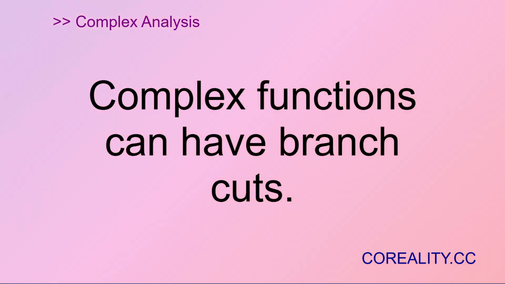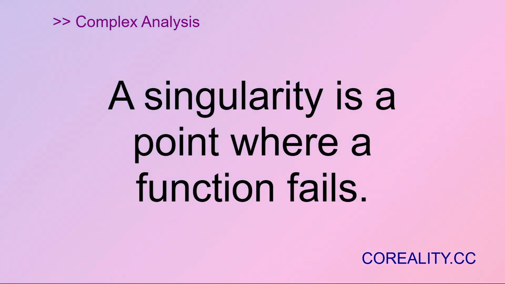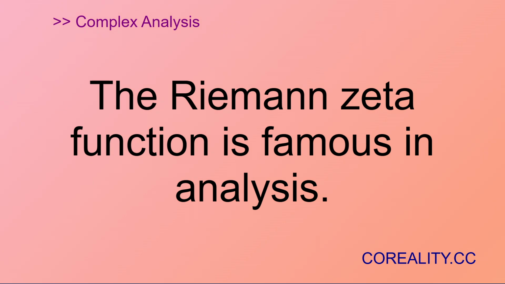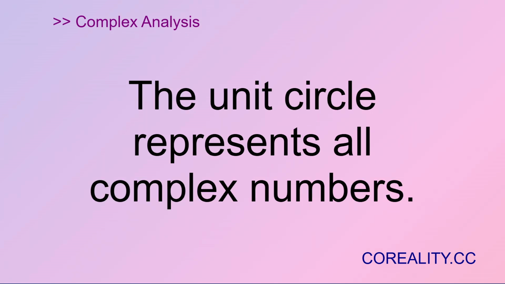Complex functions can have branch cuts. A singularity is a point where a function fails. Conformal mapping preserves angles. The Riemann zeta function is famous in analysis. The unit circle represents all complex numbers.